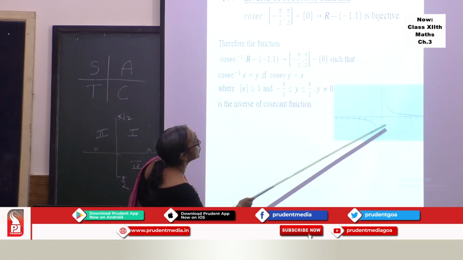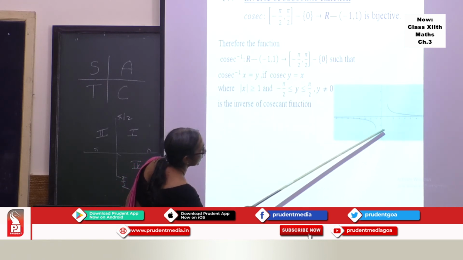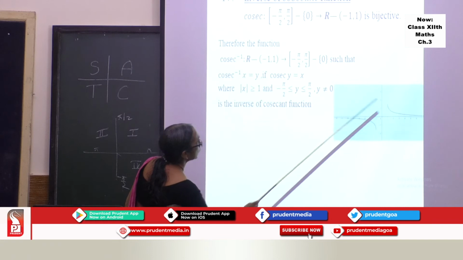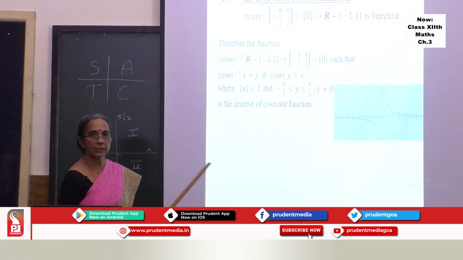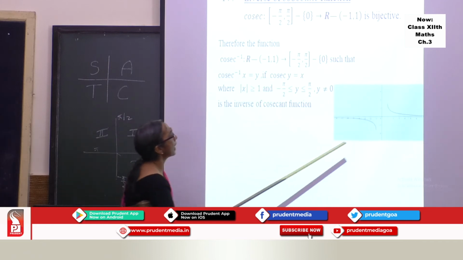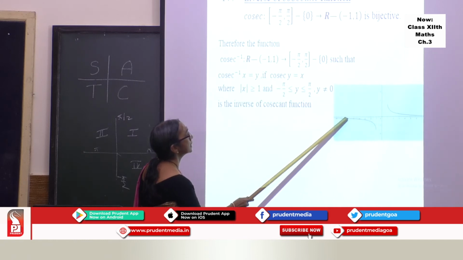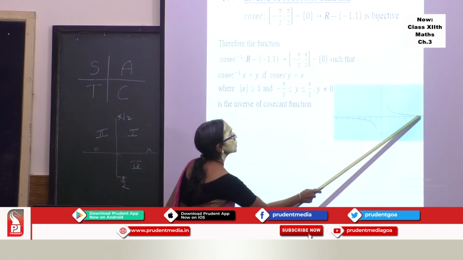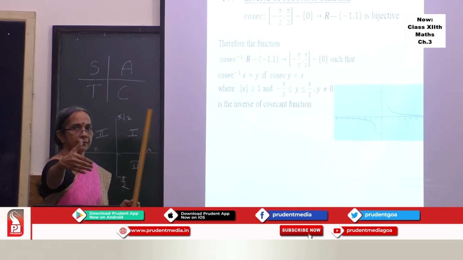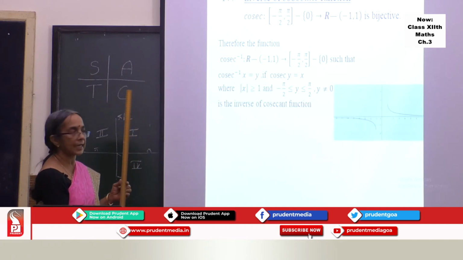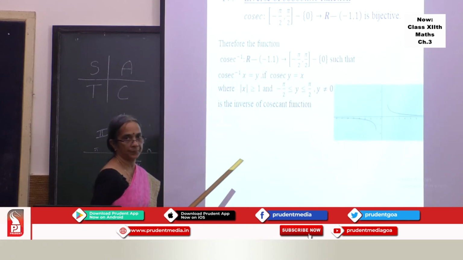And the y value is between minus pi by 2 and pi by 2, and it is not touching 0. So, 0 is removed. It can be any value between minus pi by 2 and pi by 2. This graph is not touching y equal to 0. This graph also is not touching y equal to 0. It is going close to the line y equal to 0 but never touches it. Therefore, y is not equal to 0.